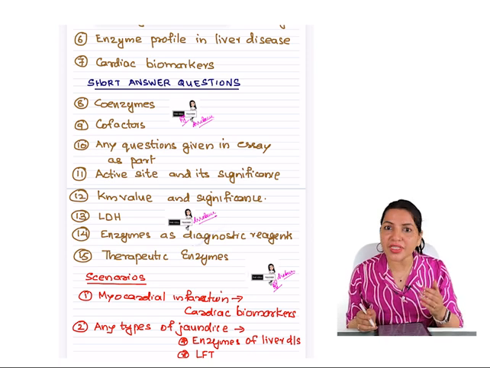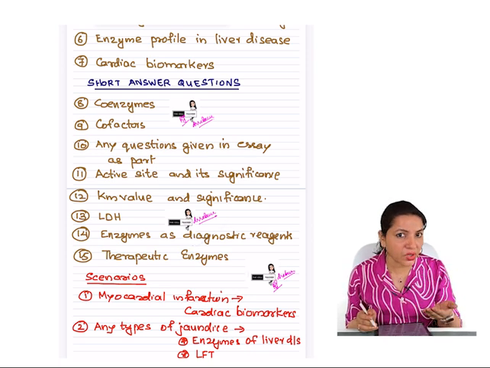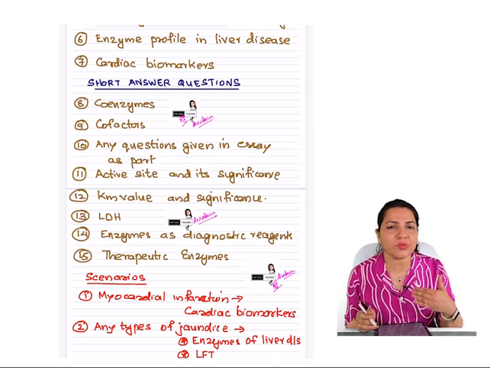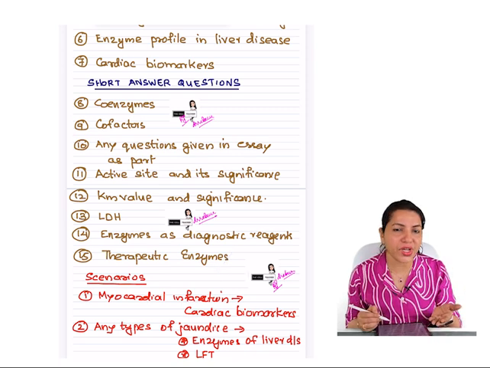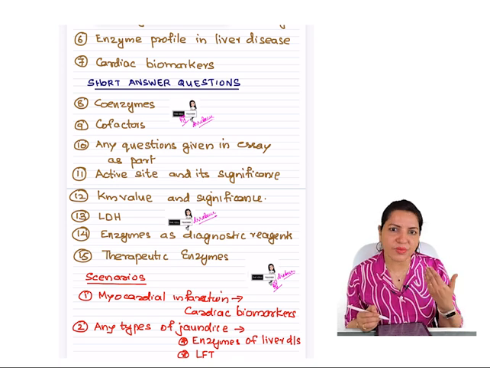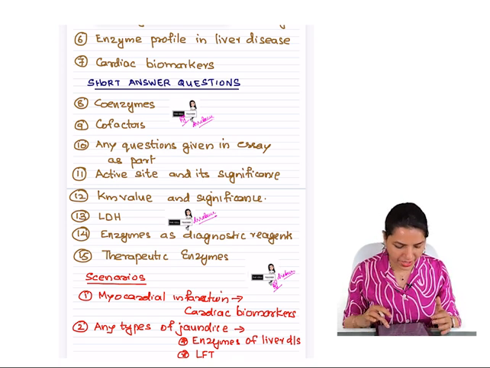Then enzymes as diagnostic reagents, which are the uricase enzyme, cholesterol oxidase enzyme. These are some enzymes which can be used as diagnostic reagents. And then therapeutic enzymes, streptokinase, urokinase, all these are therapeutic enzymes where we are using the enzymes as drugs. Again, it is a short answer question.